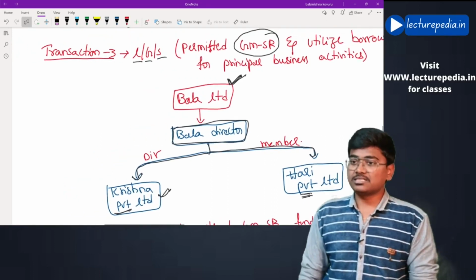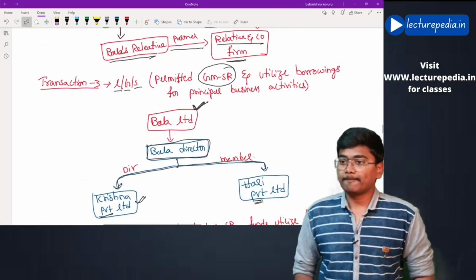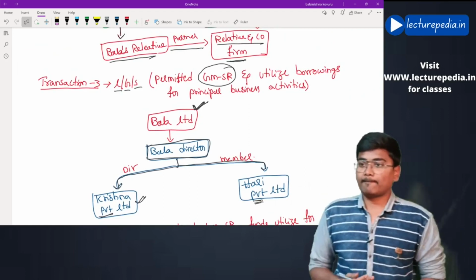Hope that is clear. This is transaction number 3. You can take a screenshot.